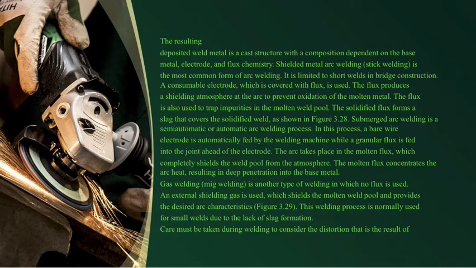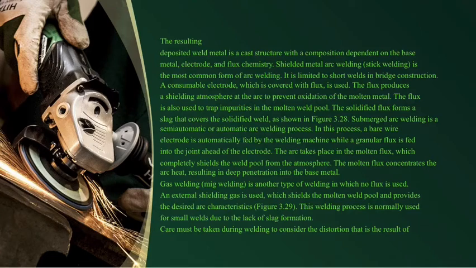It is limited to short threads in bridge construction. A consumable electrode is coated with flux, as the flux produces an isolated shielding atmosphere at the arc to prevent oxidation of the molten metal. The flux also traps impurities in the molten weld pool. The solidified flux forms a slag to cover the solid weld as shown in the figure.